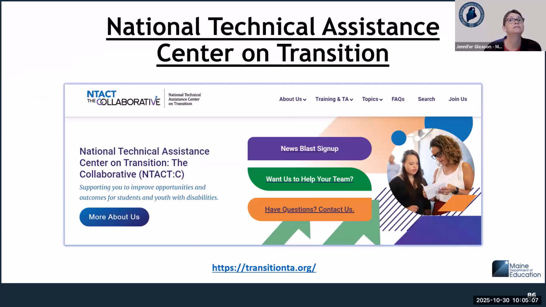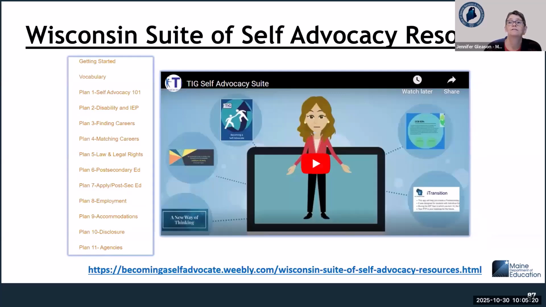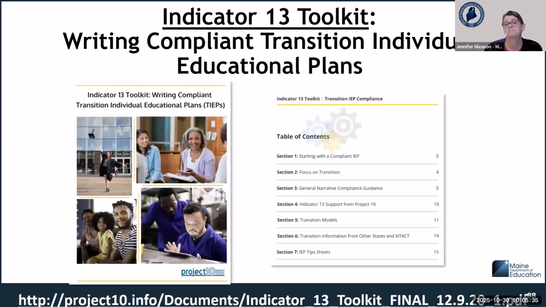This is the National Technical Assistance Center on Transition. You can find all kinds of resources there as well. We have a couple different things from different states. Wisconsin has a lot of self-advocacy resources. Different states have different things. Tennessee has a lot of cool stuff too. So just look up state websites for post-secondary transition, and every state has something different.